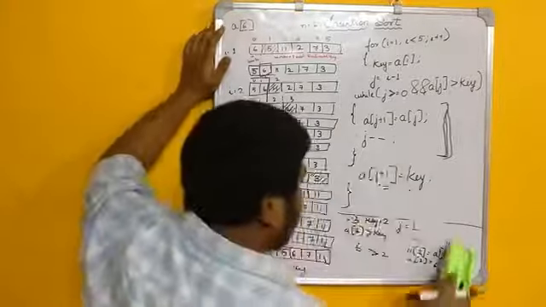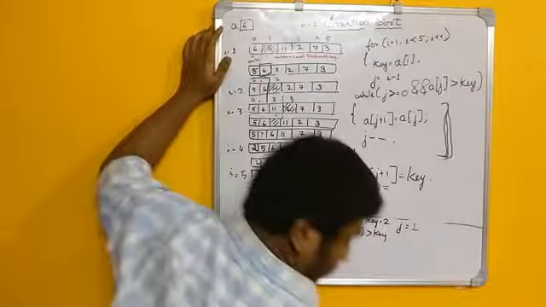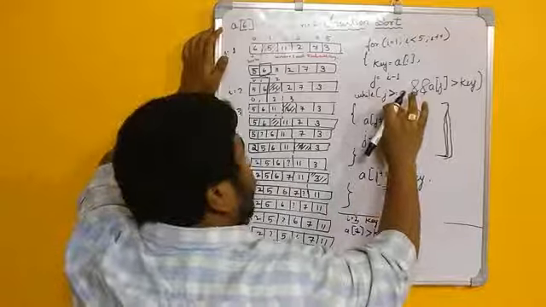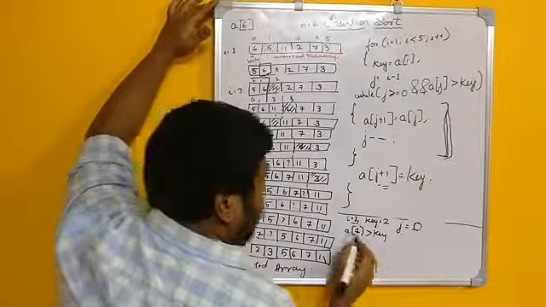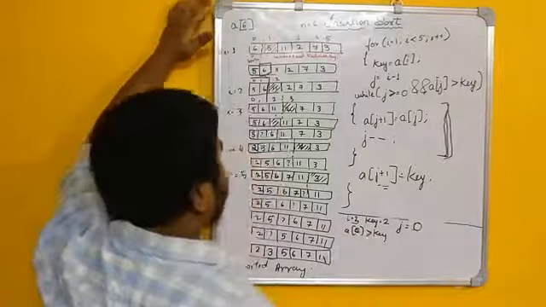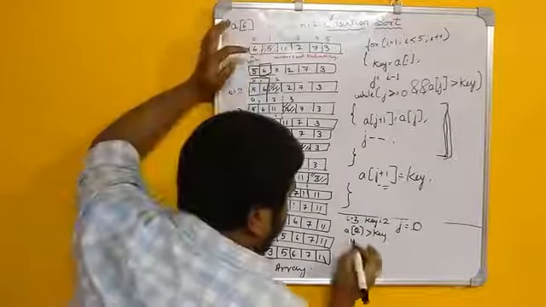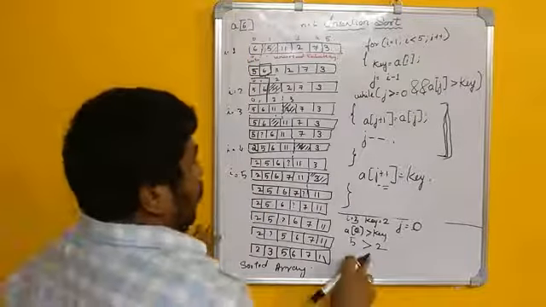j is again decremented. What happens? Now j is 0. Again we go to the while loop: j is greater than or equal to 0? Yes, the condition is true. Again A of j, meaning A of 0, is greater than key? We have to check. What is our A of 0 now? 5. 5 is greater than 2? Yes. So what do we have to do?